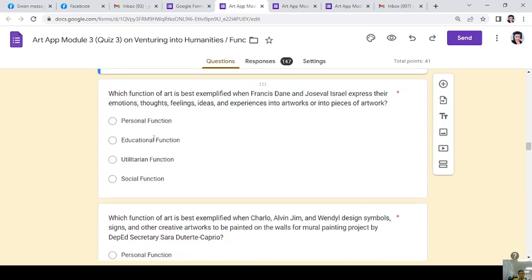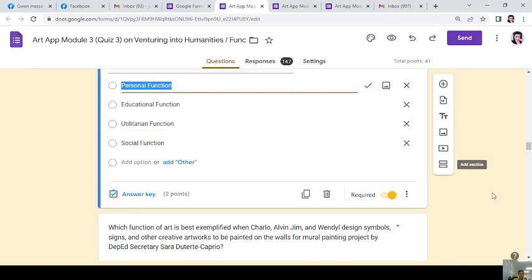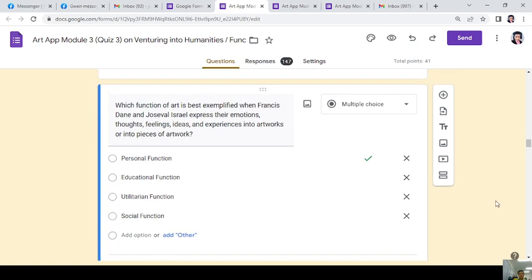Next, which function of art is best exemplified when Francis Dane and Josival Israel express their emotions through feelings, ideas, and experiences into artworks or into pieces of artworks? That is personal function kasi that's their emotions.